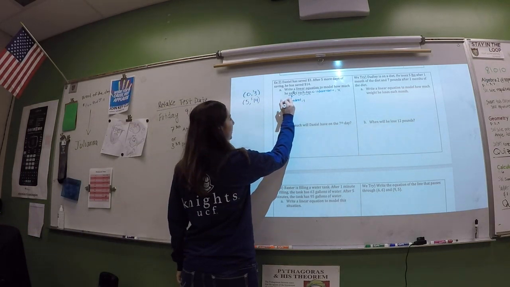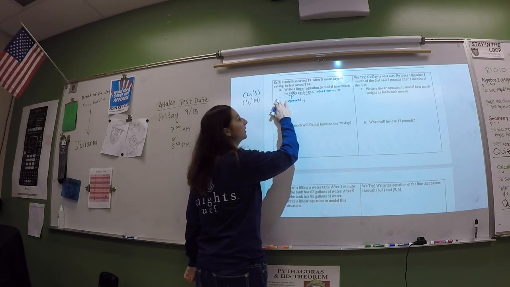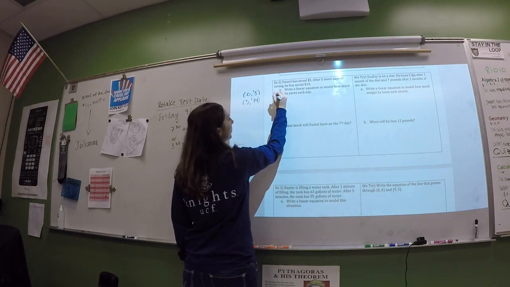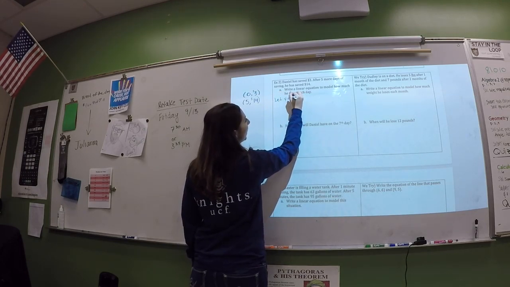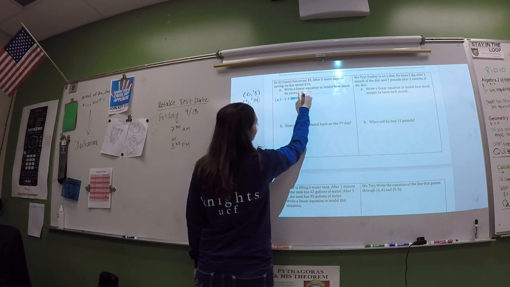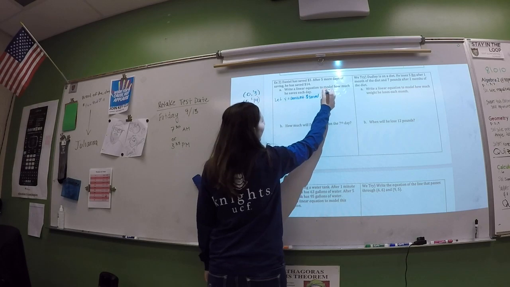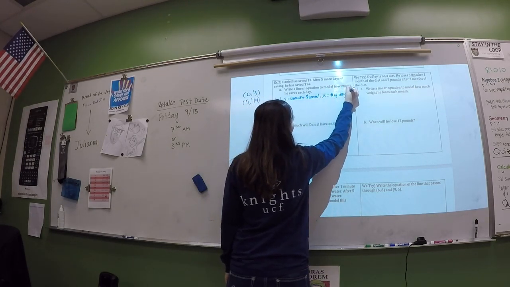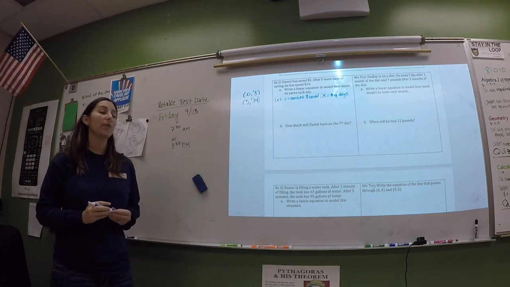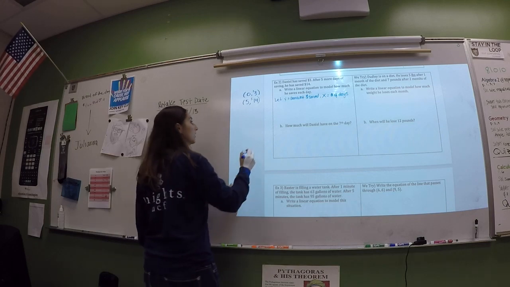So somewhere you're going to say, I'm going to erase this, is that okay? Everyone's got that somewhere? I'm going to run out of room if I don't. So somewhere I'm going to say, let y equal amount saved and x be the number of days. Okay? So we're going to first find the slope. We know how to do that.